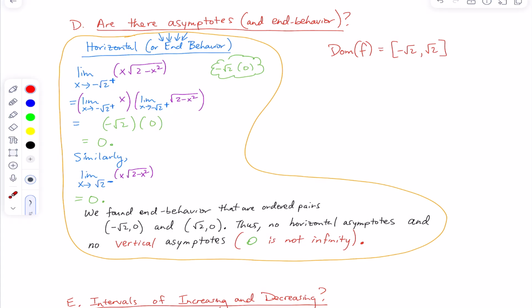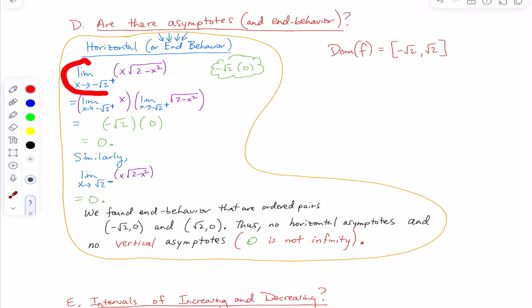And remember, to look at the end behavior or horizontal asymptotes, we have to look at the end of the domain. So we're going to approach this endpoint from the right-hand side, and then we're going to approach the other endpoint from the left-hand side. And so that's what the limit notation is saying. We analyze the end behavior in hopes that we might find a horizontal asymptote.